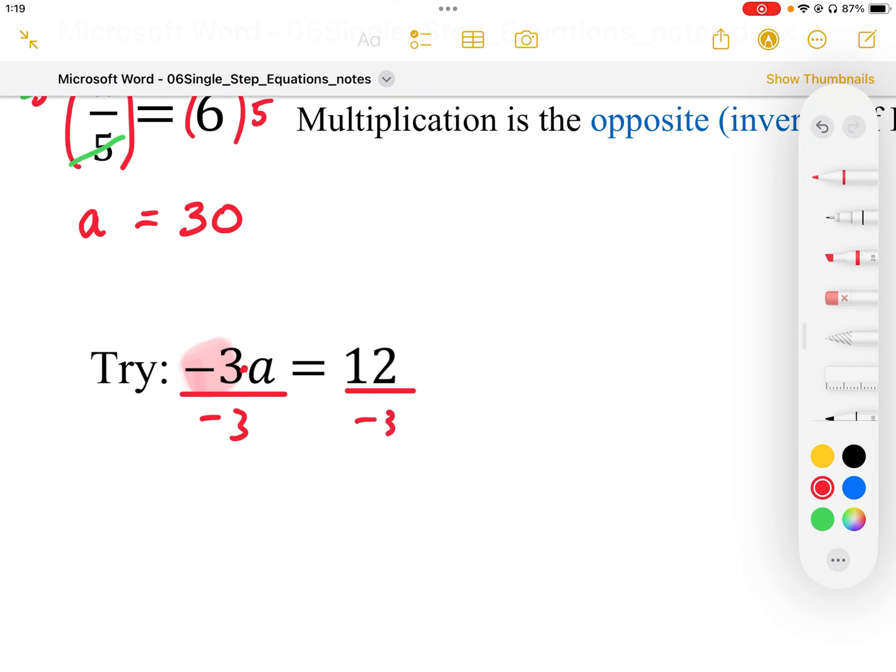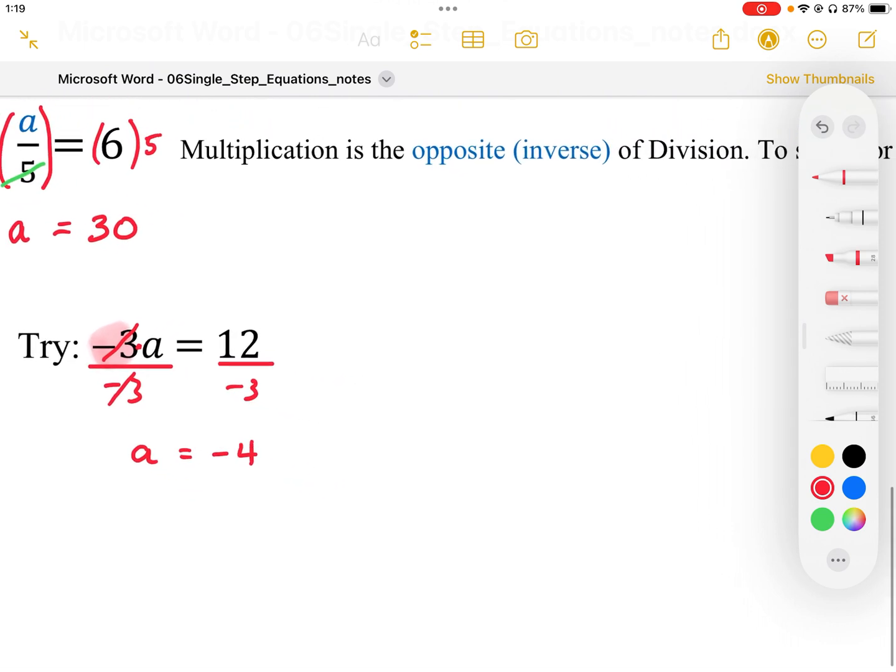Divide by negative 3. Negative 3 divided by negative 3 cancels out. I'm left with A on the left-hand side. 12 divided by negative 3. There's only one negative there, so my answer is going to be negative. Then I just worry about the numbers. 12 divided by 3 equals 4. So my answer is negative 4.